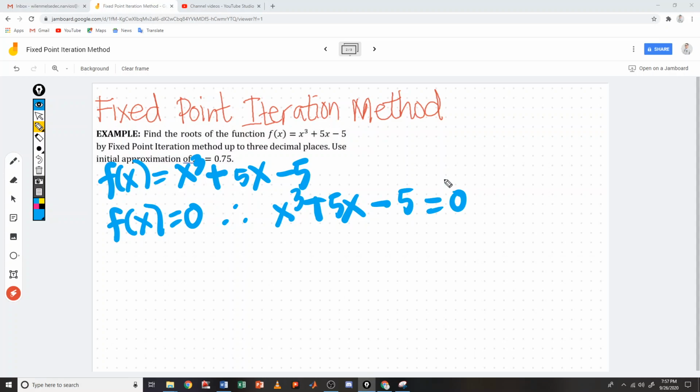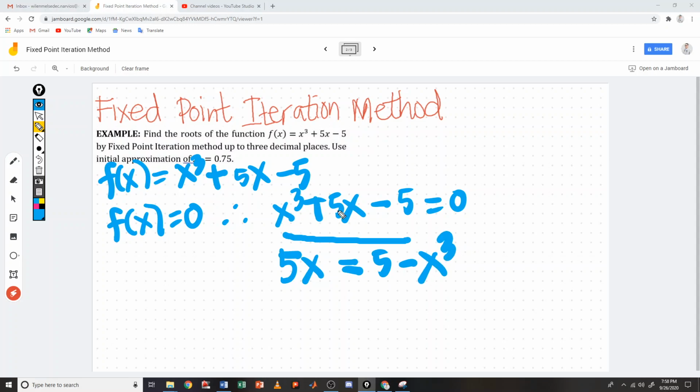So we will rearrange the equation so that it will not diverge or oscillate from the root of the function. Our main objective is for this function to converge to its root. Therefore, we can rearrange the equation into this form. Let us say 5x equal to 5 minus x cubed.